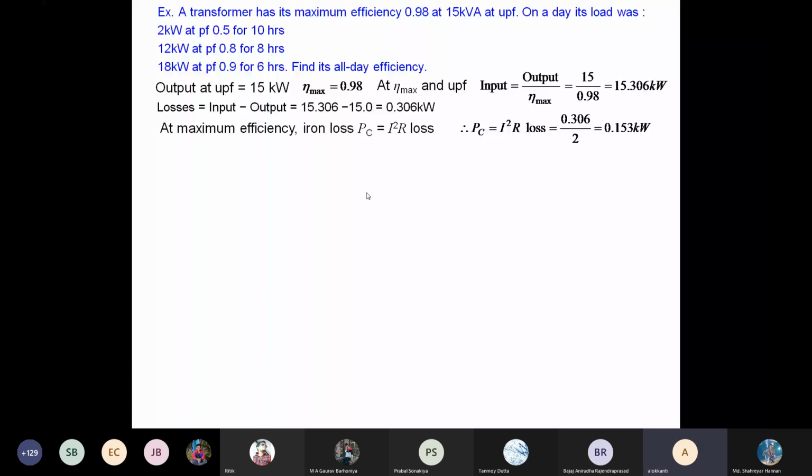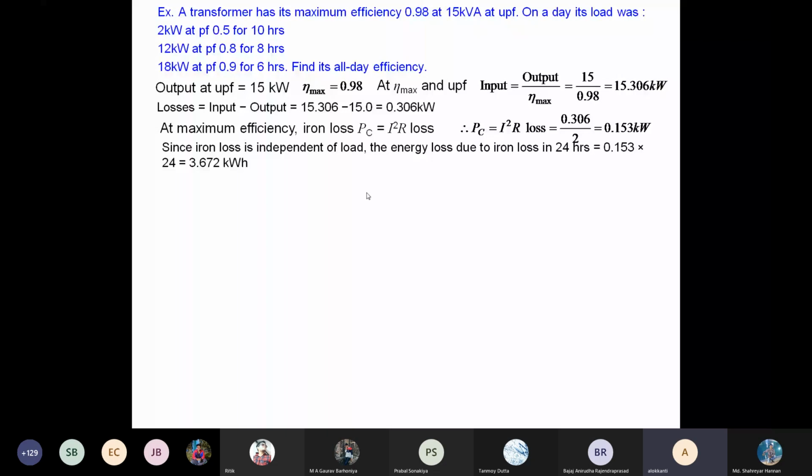Now we are talking of all-day efficiency. So what is the energy lost due to the core loss in 24 hours? 0.153 multiplied by 24, so we will get the kilowatt hour. This is the energy loss due to the core loss in 24 hours, because this will be required in your energy calculation.